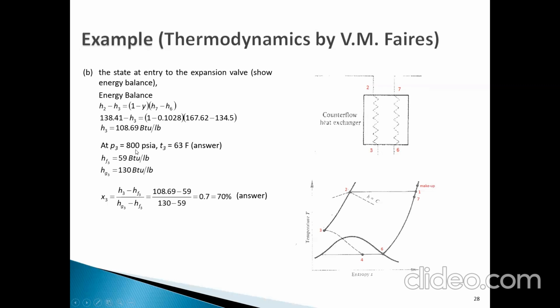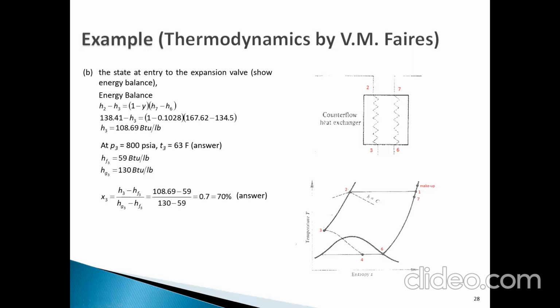Then at P3 equals 800 PSI, T3 is 63 Fahrenheit. So this is now the answer. With pressure 800 PSI and enthalpy of 108.69, ang temperature mo nun sa table o sa graph, sa chart properties, is 63 Fahrenheit. At doon din, makukuha mo yung SF3 is 59 BTU per pound and HG3 is 130.5 para makuha mo yung quality.